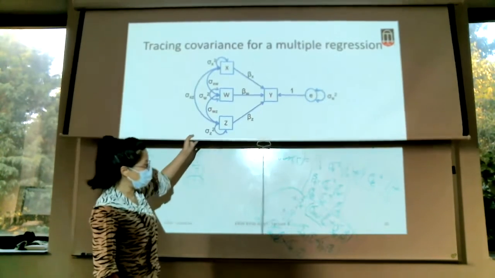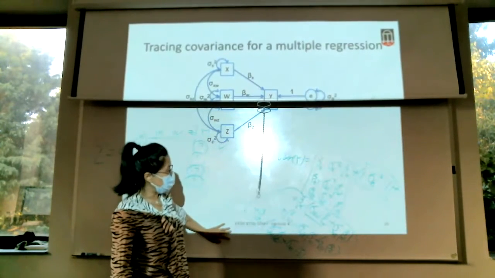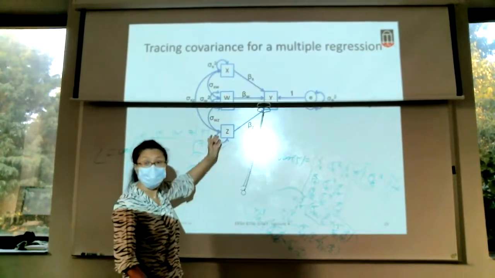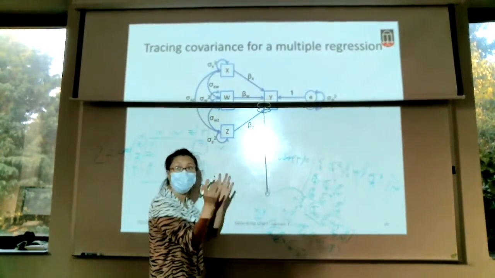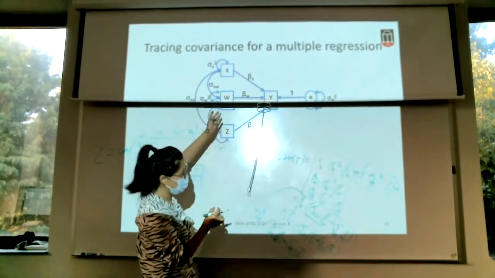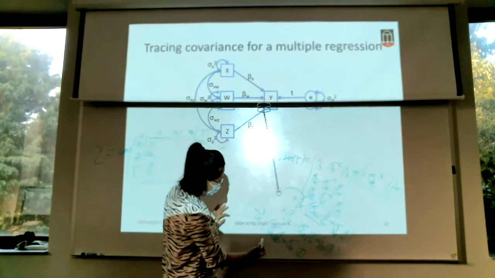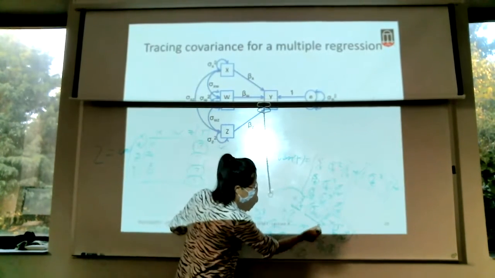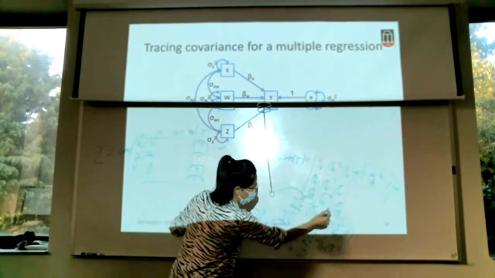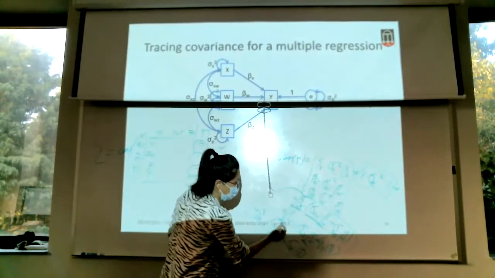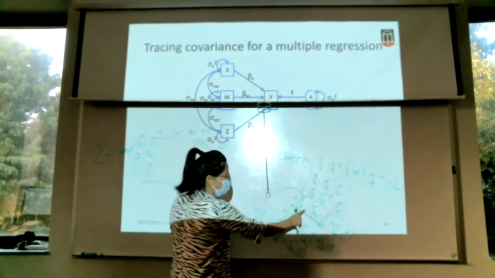In total, how many components? Here we have 2, here we have 6, so we have 10 components. Of course, finally we're going to reorganize these components by combining similar terms. For example, beta X, beta W here, and beta W, beta X here. These two are the same, so you can combine them by multiplying by 2.